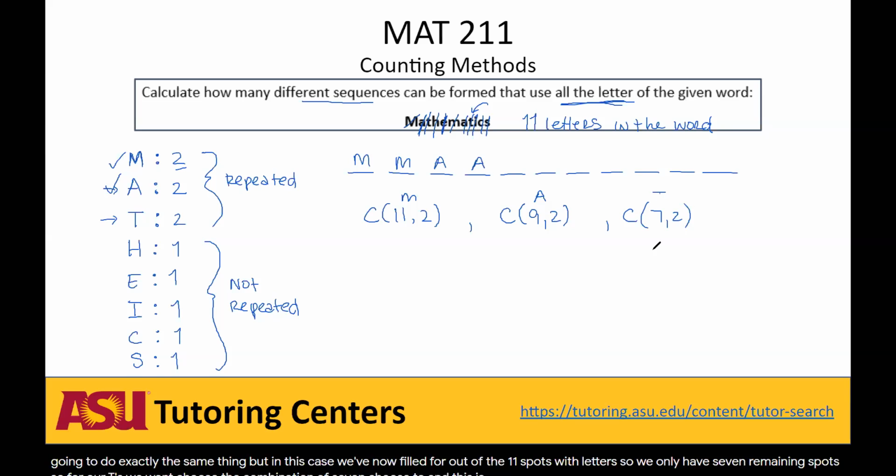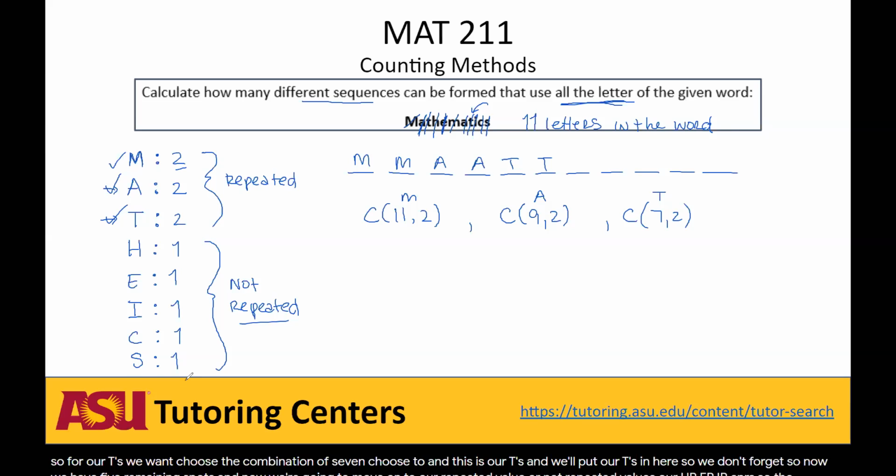And this is our T's. And we'll put our T's in here so we don't forget. So now we have 5 remaining spots, and now we're going to move on to our non-repeated values. So our H, our E, our I, our C, and our S.